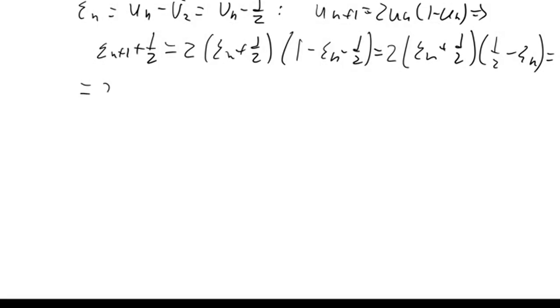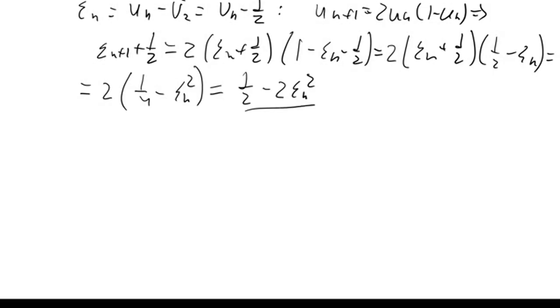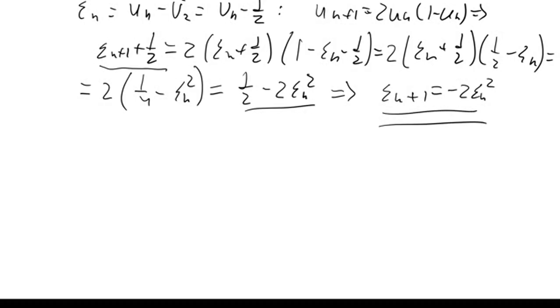This equals 2 times, so this is the product of sum and difference, it will be quarter minus epsilon n squared. And finally, this is half minus 2 times epsilon n squared. So this equals this. Half is common, therefore epsilon n plus 1 equals minus 2 times epsilon n squared. This is what we got, a difference equation in terms of epsilon.